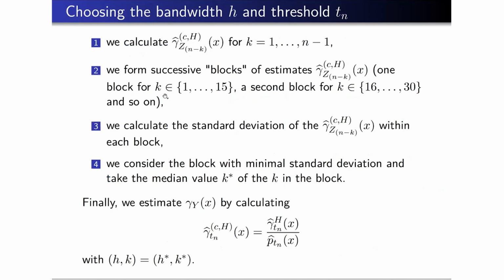We calculate gamma hat for successive blocks. For example, we divide the data into blocks of length 15. In each block, we calculate gamma hat, and we pick the value of k which minimizes the standard deviation. We take the block with minimal standard deviation, and we take the median of k, which I call here k star. And finally, this is what we did, and we calculate gamma hat, and this is the final result.